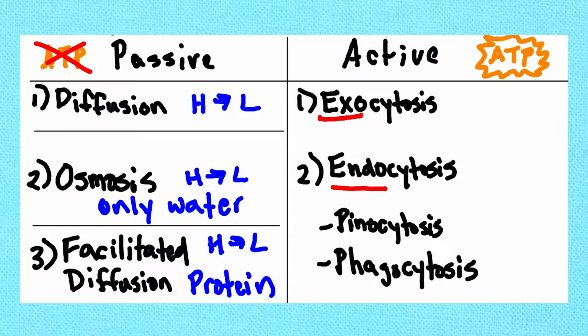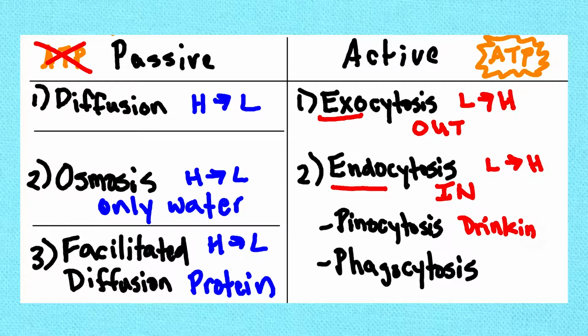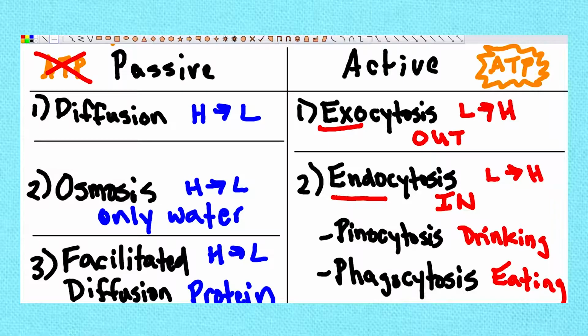So exocytosis, when we're pushing it out, it's going to go from that low to high. This is going out of the cell, out of the membrane. Endocytosis, coming in, but still going against our gradient. This is coming in. But we call this cell drinking. I know that sounds weird, but I'm going to show you exactly why. Phagocytosis is cell eating.